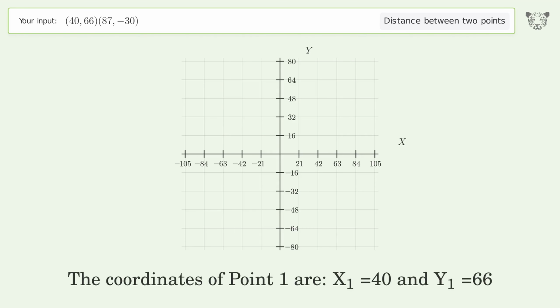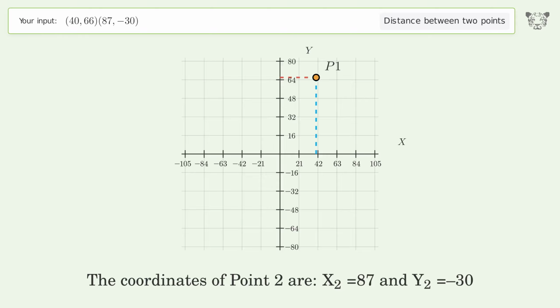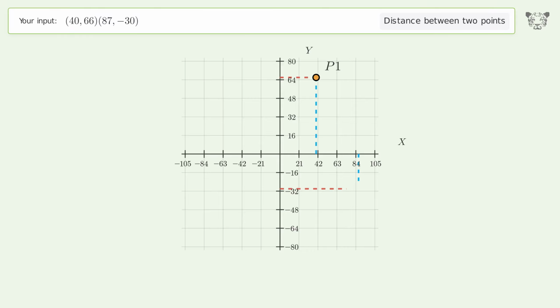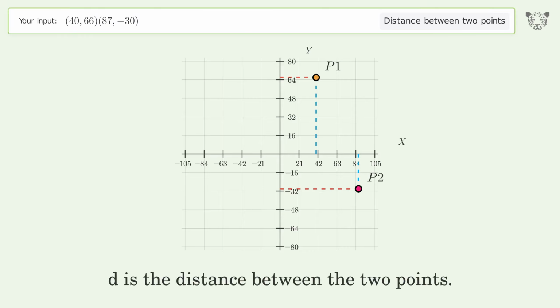The coordinates of point 1 are x1 equals 40 and y1 equals 66. The coordinates of point 2 are x2 equals 87 and y2 equals -30. D is the distance between the 2 points.